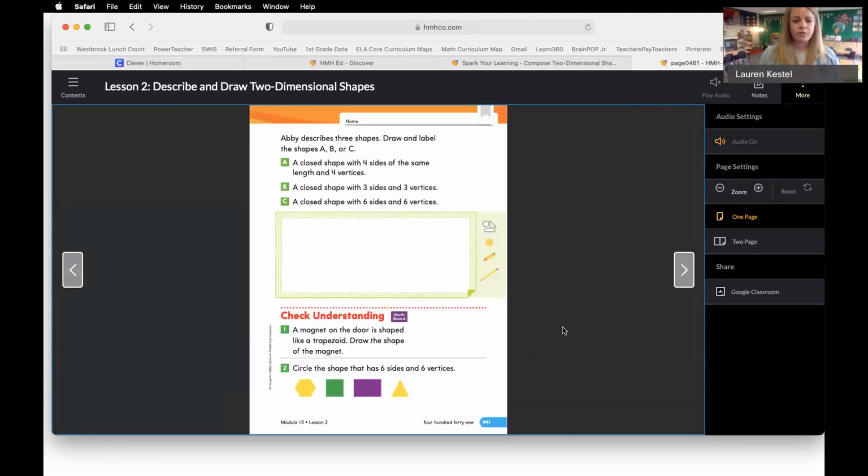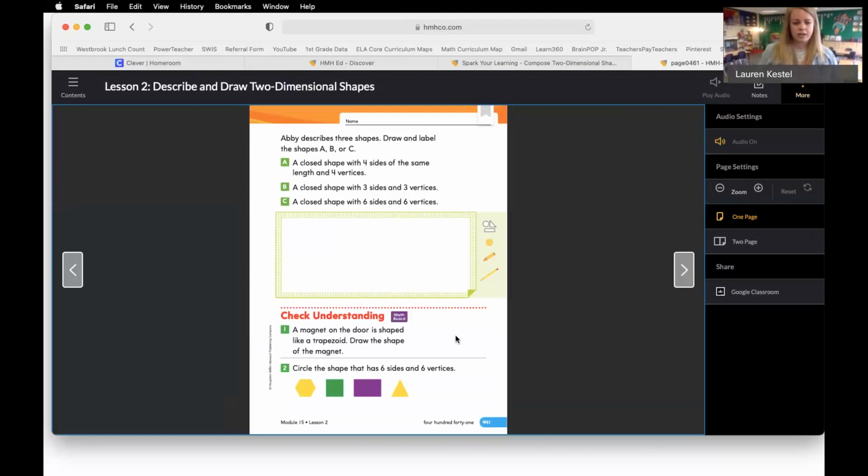On page 441, Abby describes 3 shapes. You're going to draw and label the shapes A, B, or C. Shape A is closed with 4 sides of the same length and 4 vertices. Shape B is a closed shape with 3 sides and 3 vertices. And shape C should be a closed shape with 6 sides and 6 vertices.